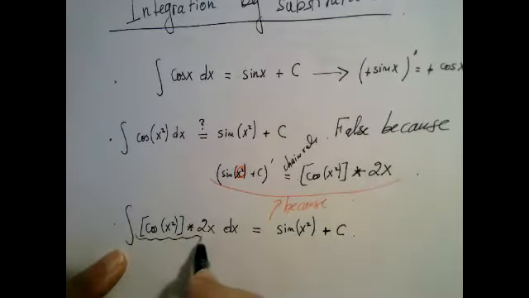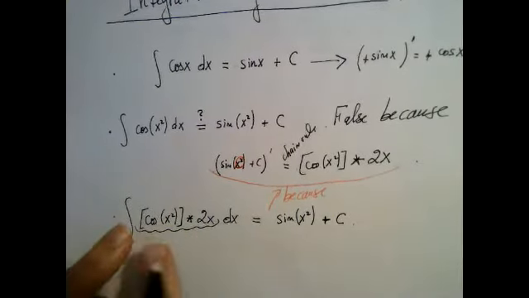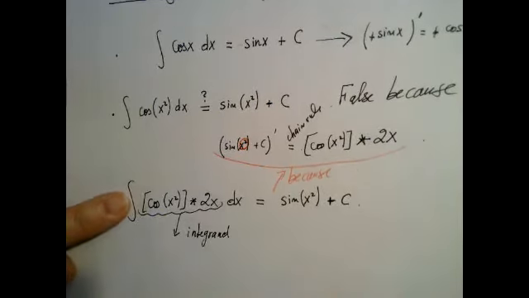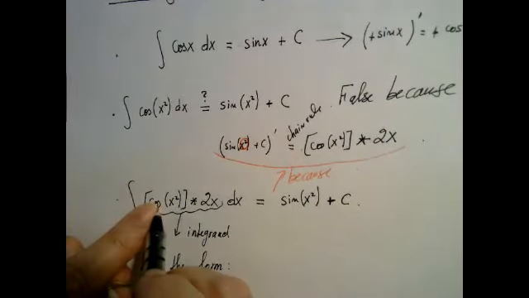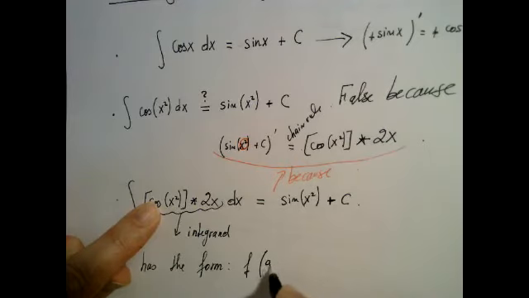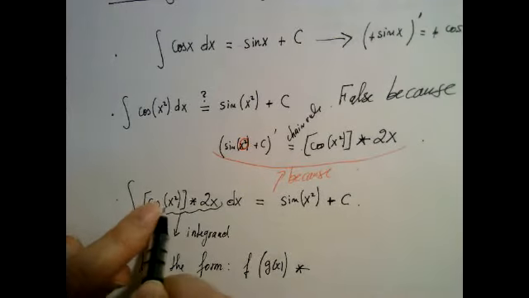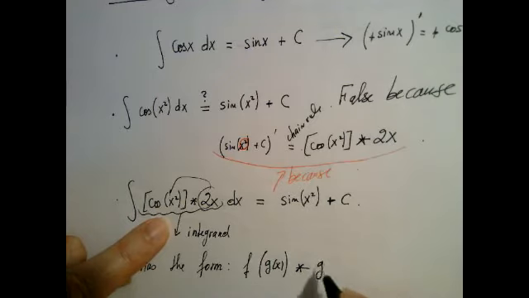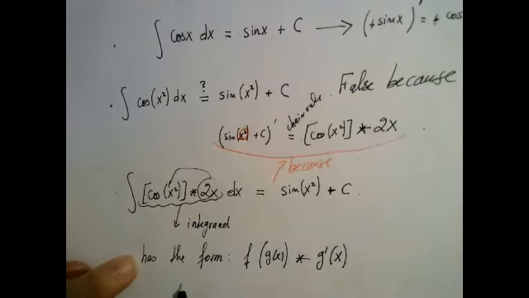This function has a very, very specific format. What type of form does this piece have? This piece we call the integrand. The integrand is what's inside the integral. If we look at it very carefully, it has a very specific form. It's a function, cosine of g of x, where g of x is the inside, times the derivative of x squared. It has the format f of g of x times the derivative of the inside, where in this particular case the outside is the cosine and the inside is x squared.